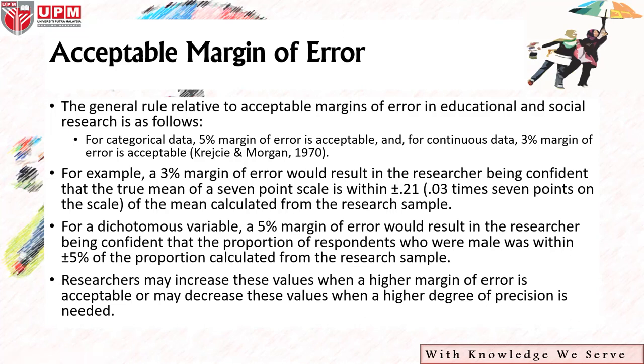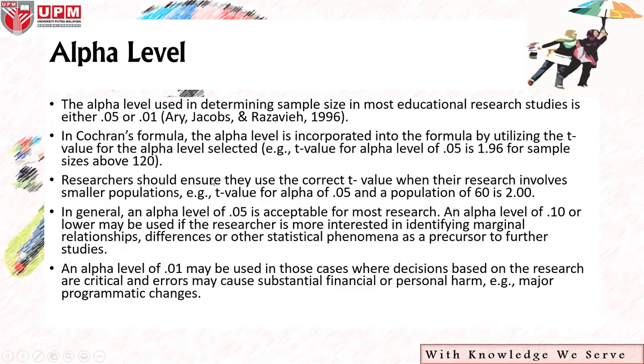Okay, dia categorical. Okay, so researcher may increase these values when a higher margin of error is acceptable, or may decrease these values when a higher degree of precision is needed. Boleh increase. Tapi ini yang dicadangkan 5% or 3%. Okay, next one, alpha level. So alpha level is what recommended by Ary, Jacobs and Razavieh 1996 is either 0.05 or 0.01. Up to you. Mana satu nak guna? Up to you. Provide your own justification. Why 0.01 or why 0.05?